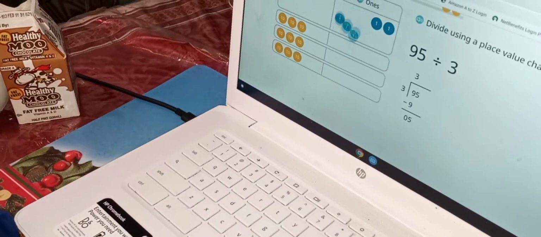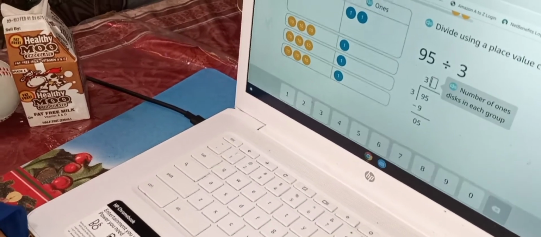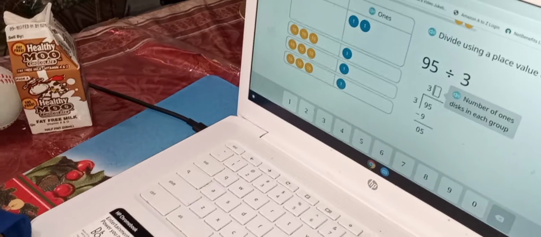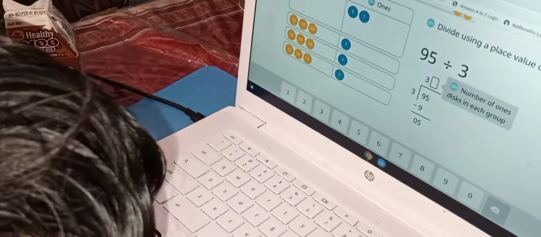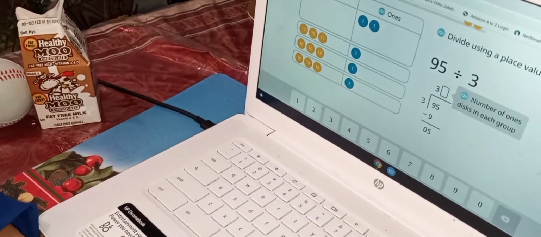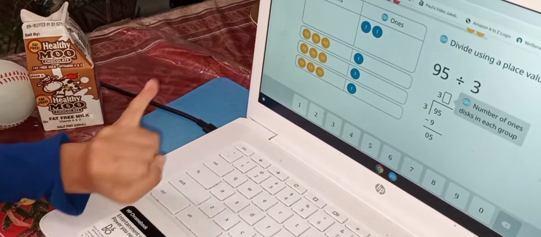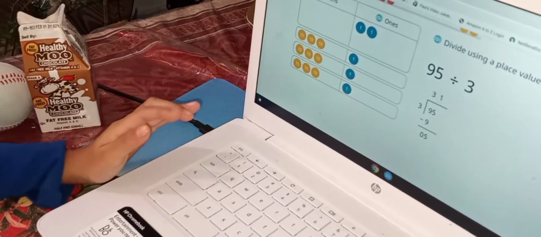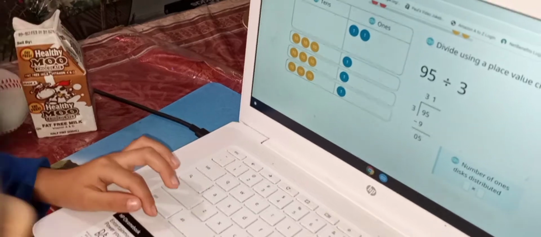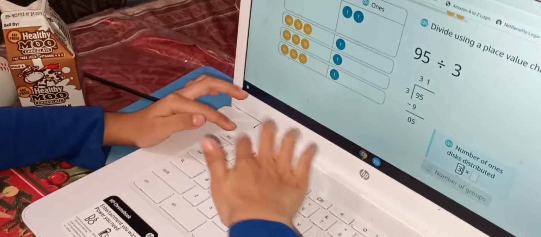Now you divide 5 by 3. How many 3s can you get from 5? How many, if you group them? One group of 3. Now 3 times 1.